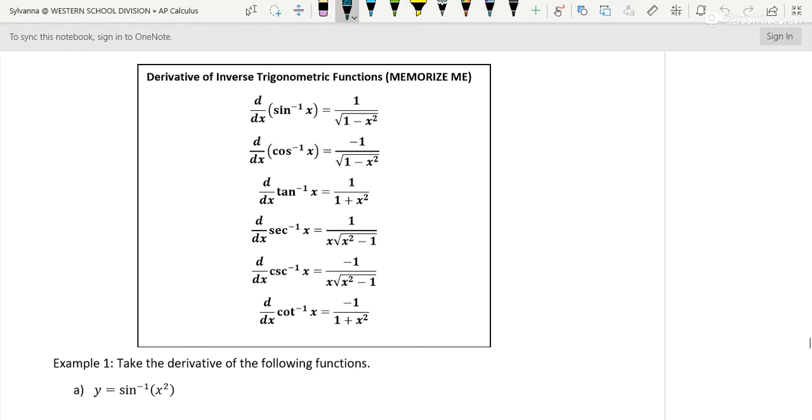Versus tan and cotangent inverse are similar, and they too have a different factor of a -1 in the numerator. And then secant inverse x and cosecant inverse x look the same, except again with that factor of -1. So really you have to memorize 3 and then just remember which ones are related to each other. That would be the best way to go to memorize these ones.